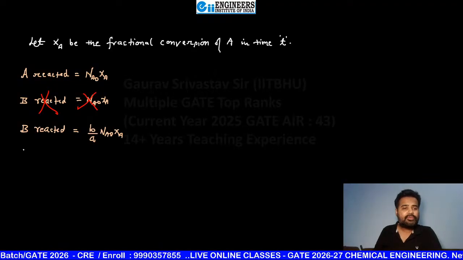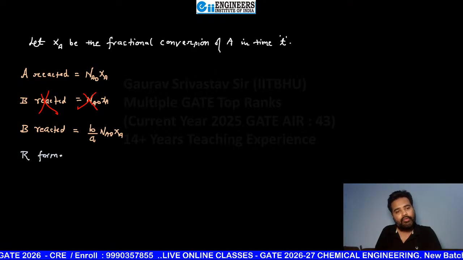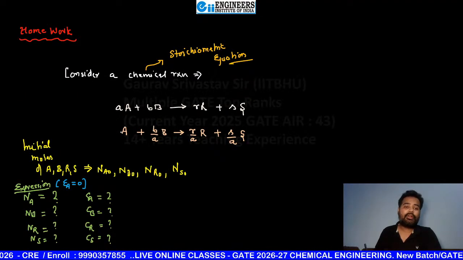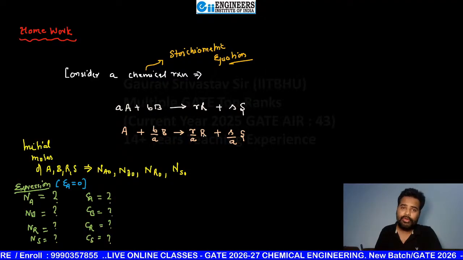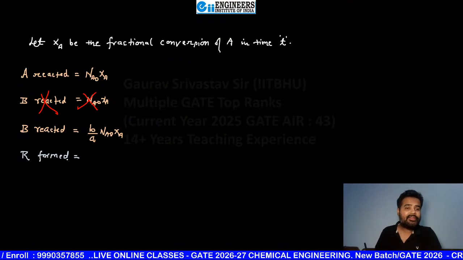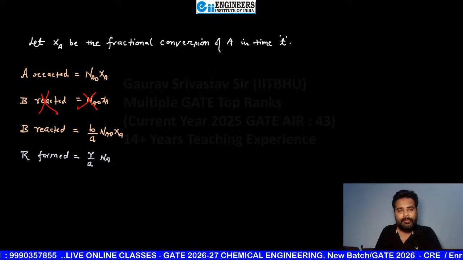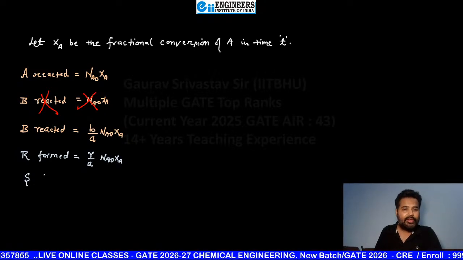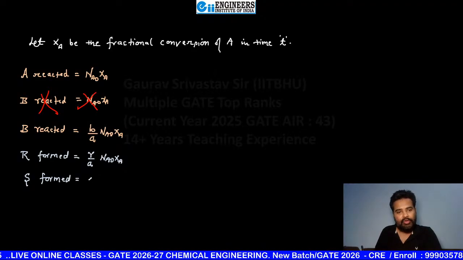So, my dear students, similarly, you can write for R and S. So now just write R formed here. Clearly, here you can see if 1 mole of A is going to react, r by a moles of R is going to form. So, if Na naught XA, then r by a into Na naught XA. Very, very easy. बोलो समझ पा रहे हो बेटा? Similarly, you can write S formed. So S formed will be, similarly, s by a into Na naught XA.